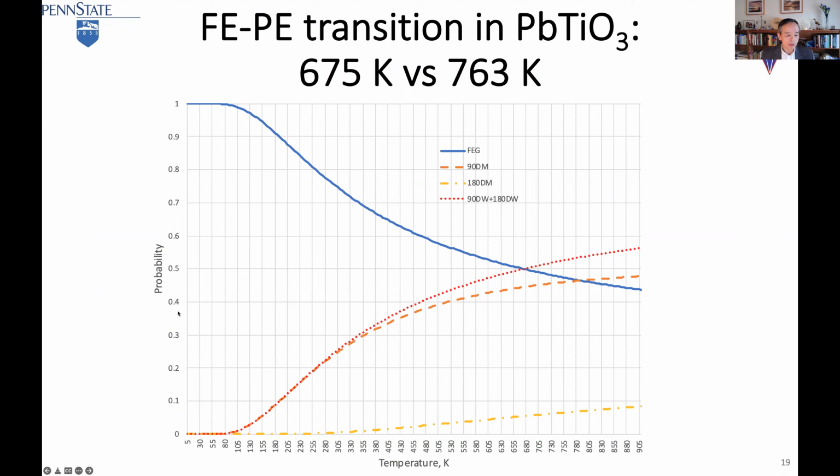So at 0 Kelvin, at a very low temperature, it's 100% the ground state, and 0 for the 90-degree domain walls and 180-degree domain walls, and the sum of them. Okay, so now you see that around 100 Kelvin, the probability of the ground state without domain walls starts to decrease, and around 675 Kelvin, it becomes 50%. So that's one of the criteria we use to define the transition temperature. And it's about 90 degrees lower than the experiment.